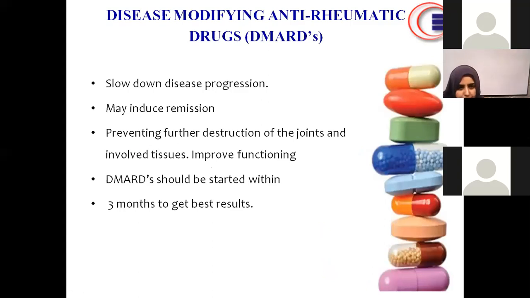Now we are talking about DMARDs. They are known as disease-modifying anti-rheumatic drugs. They basically slow down disease progression. They may induce remission. They prevent further destruction of joints and involved tissue and improve functioning. And they should be started within 3 months to get the best result.